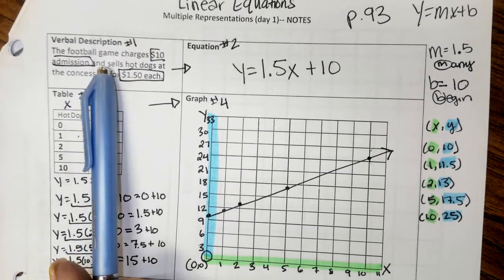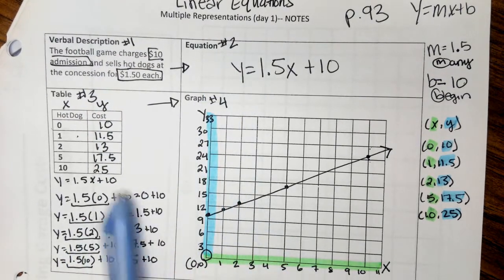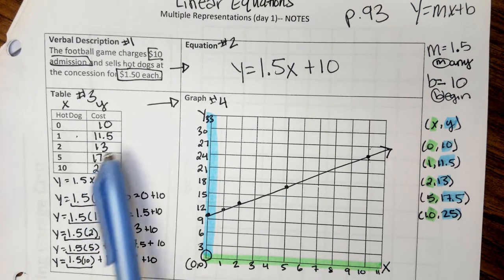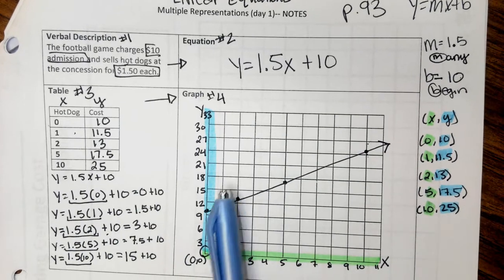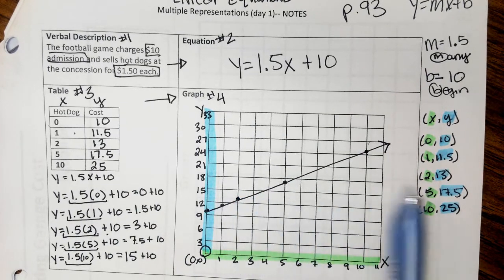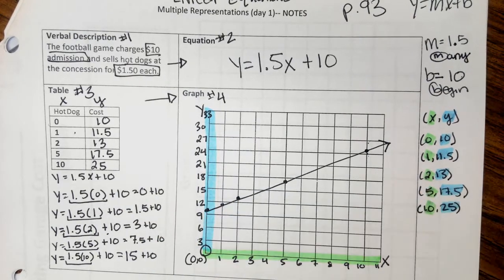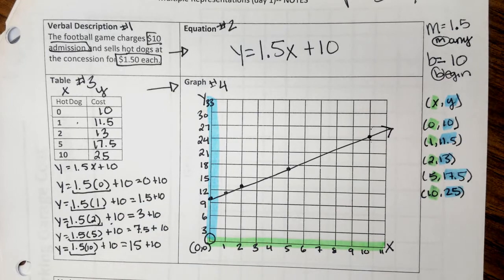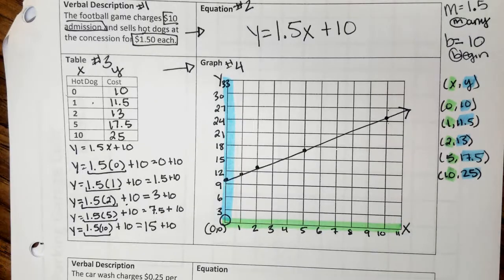So first we used the verbal description to make the equation. Then we used the equation over and over and over to fill out the table. Then we used our table to make a list of ordered pairs that we plotted on the graph. Before we plotted our ordered pairs, though, we had to make sure that our axes were scaled appropriately. That was probably the most challenging part of this lesson today.